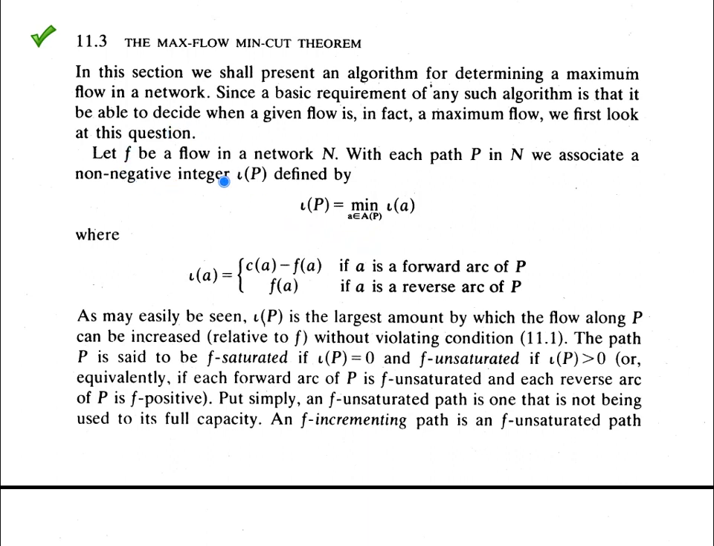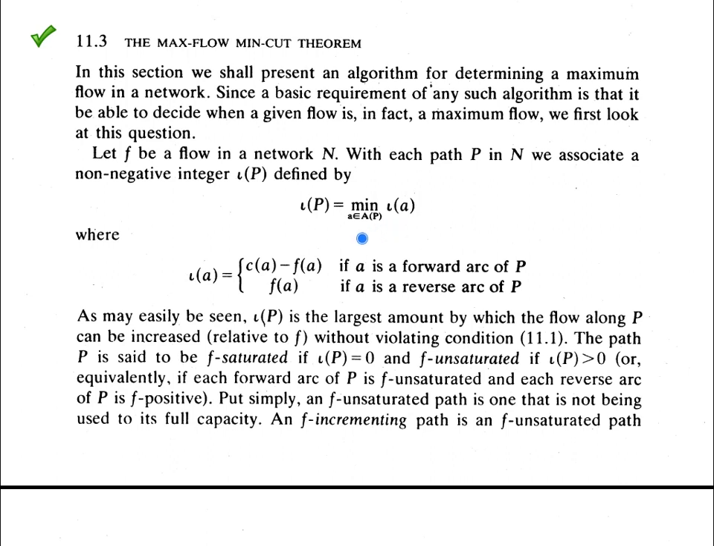Consider that you have a flow in a network. Now take a fixed path, not a directed path, a fixed path, in which, forgetting about directions, it is just a path in the underlying undirected graph. Now you consider this iota, the Greek letter iota, of the path.